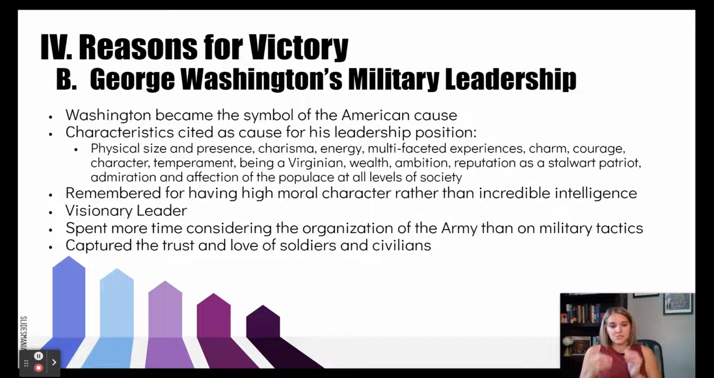He was able to inspire the troops to continue to fight despite things like the Winter of Valley Forge, when in most circumstances people would have deserted. And there certainly were deserters, but not nearly what would have happened without the inspiration provided by General Washington. All of his work with the military, his presence, his character, it really captured the trust and love of soldiers and civilians, and it allowed for the United States to last through the entire war.